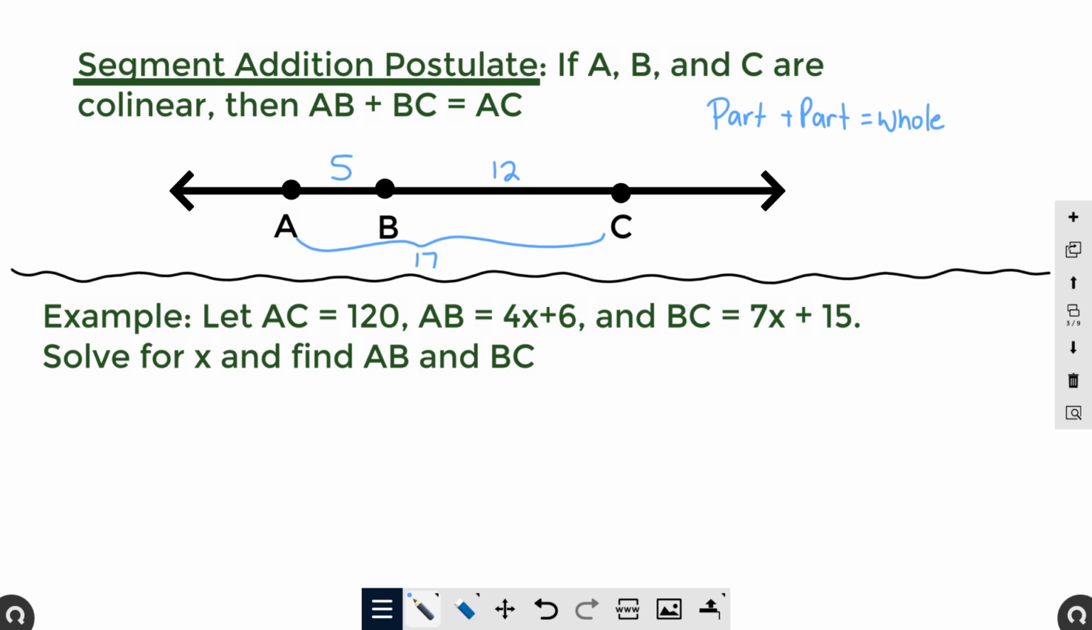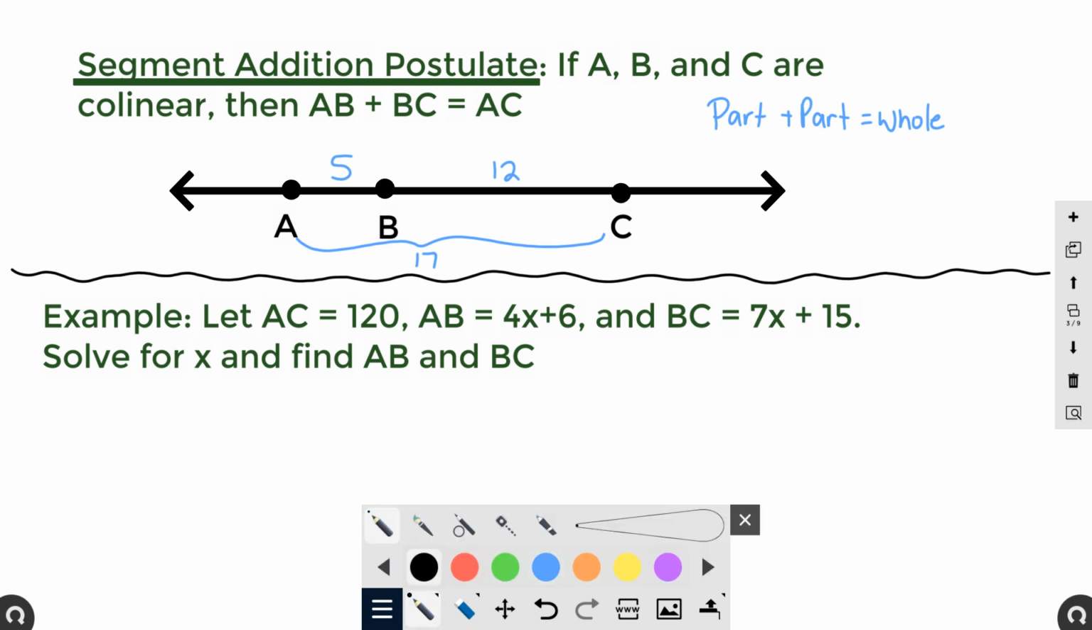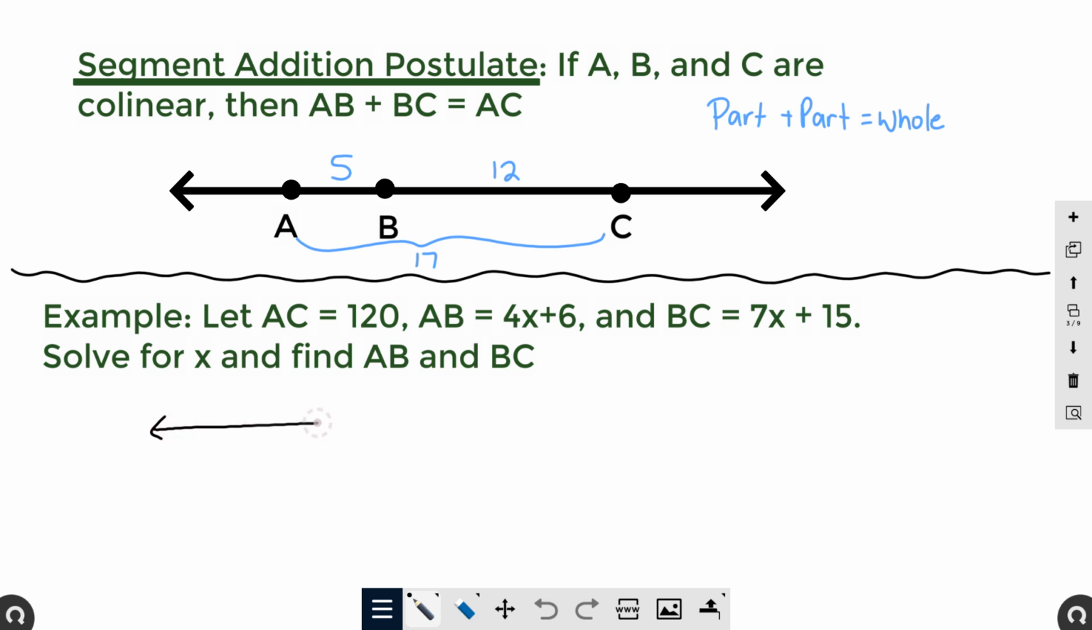All right, so let's look at our example. It says, let AC equal 120, AB equals 4x plus 6, and BC equals 7x plus 15. Solve for x and find AB and BC. Now, it doesn't give us a picture for this, but it's probably this same type of picture, right? So let's draw that picture again on our notebook paper. It's always a good idea to draw any pictures that you have.